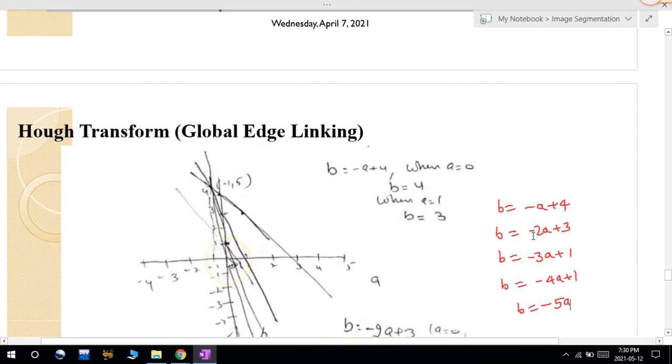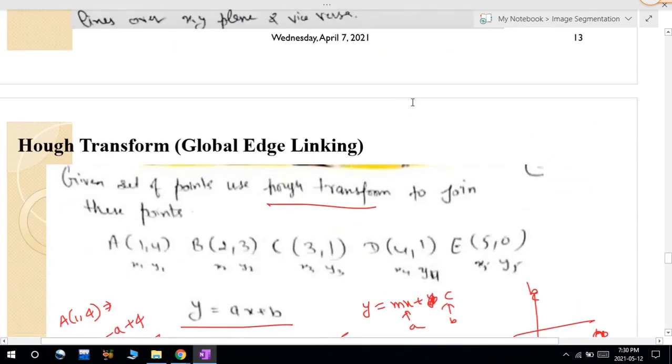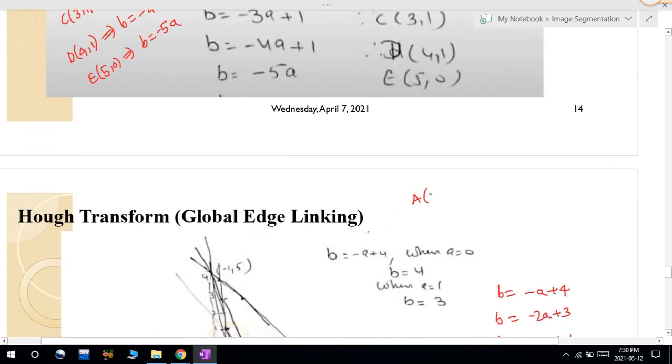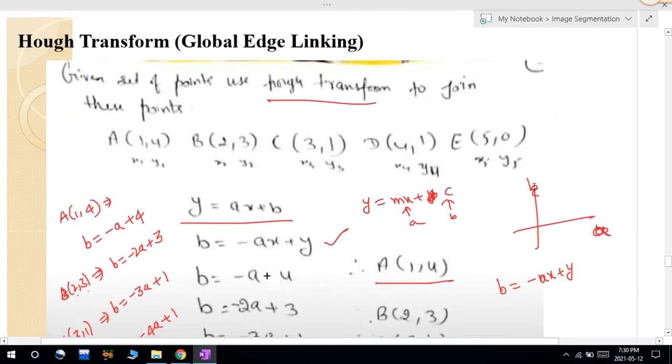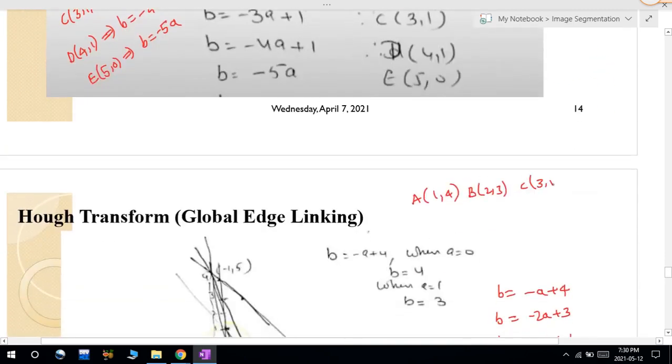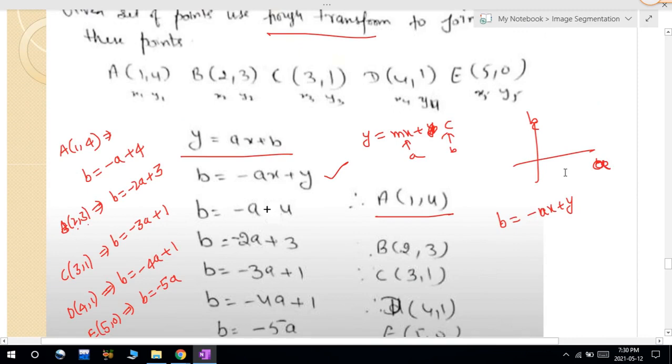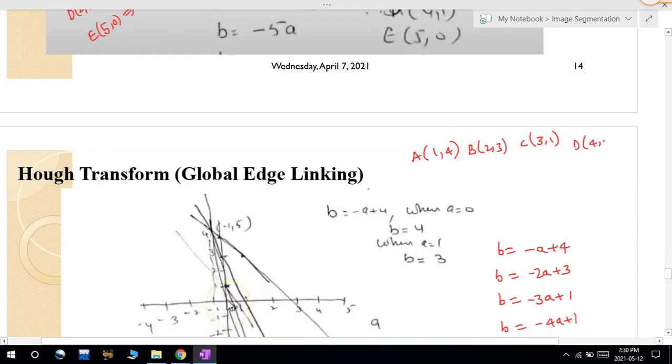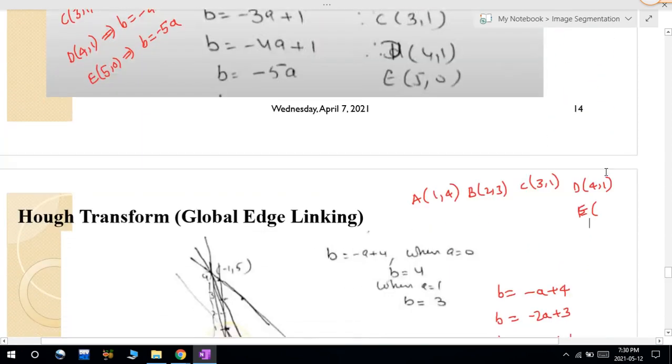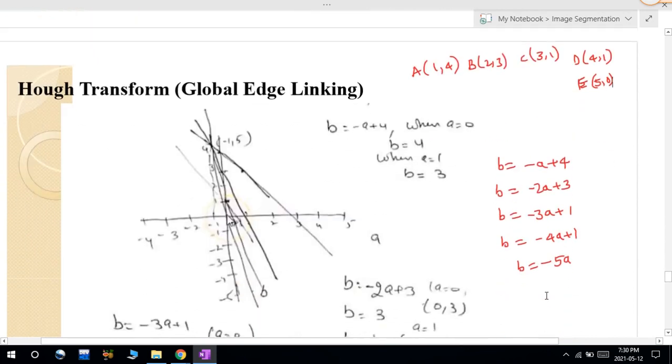Now we have seen each edge point in the image space: A is (1,4), B is (2,3), C is (3,1), D is (4,1), and E is (5,0). So we have all these points. Always, a point in the image space will be converted into a line in the parameter space.